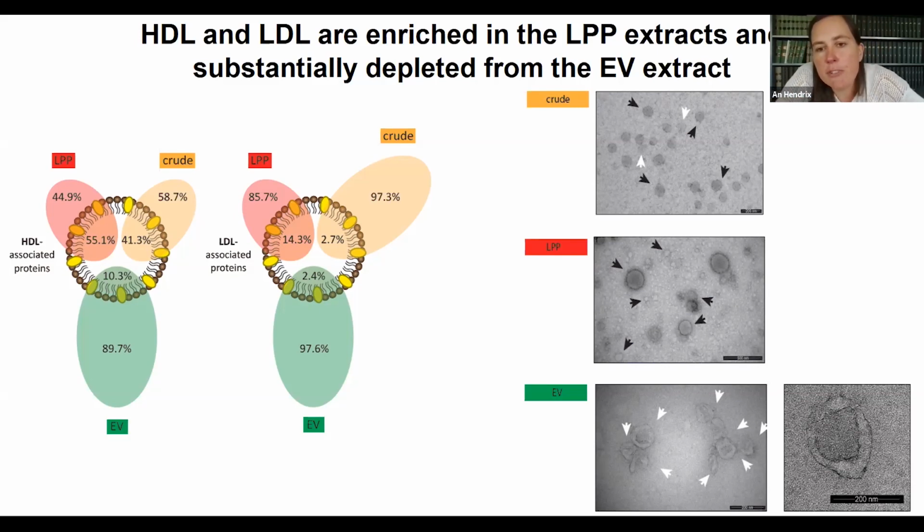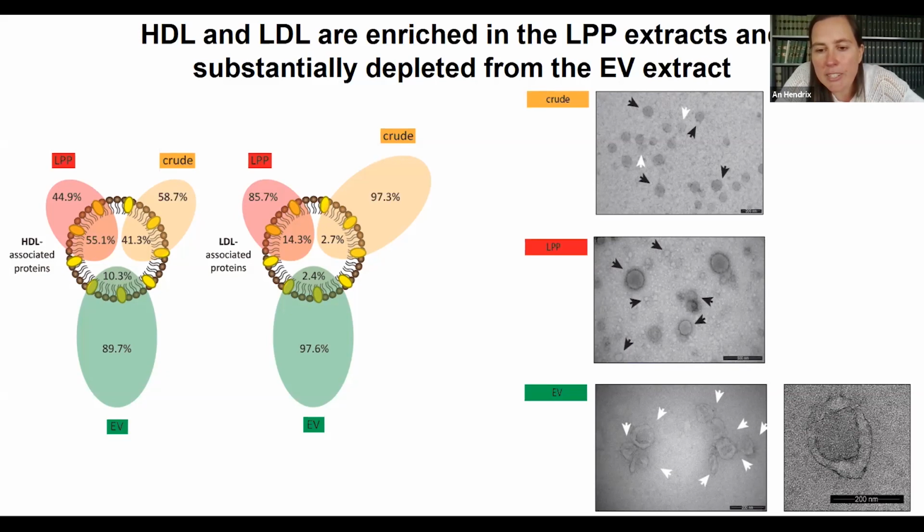This is further confirmed by the electron microscopy, where we observe in the crude extract a mixture between some extracellular vesicles and different types of lipoprotein particles. After the density-based separation, if we take a look at the LPP extract, we don't identify extracellular vesicles, but we do observe chylomicrons and different types of lower density lipoprotein particles.